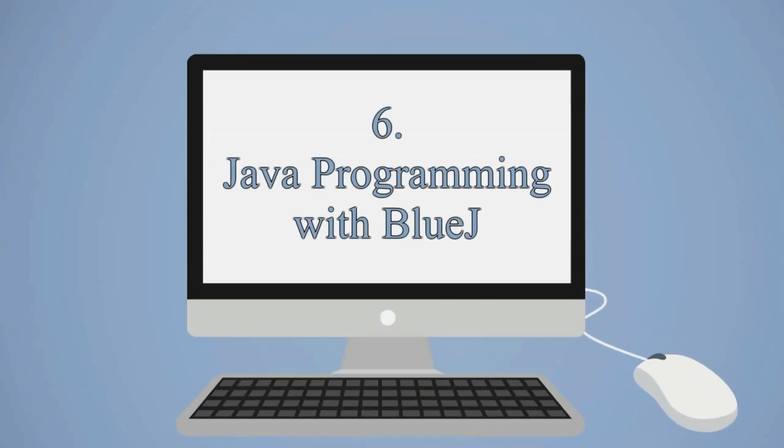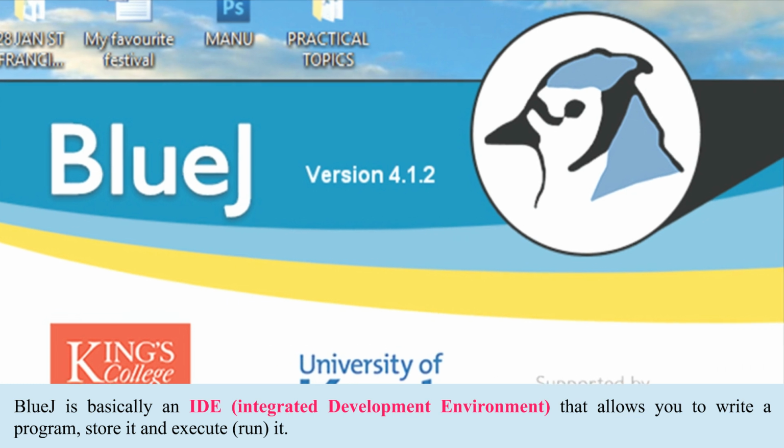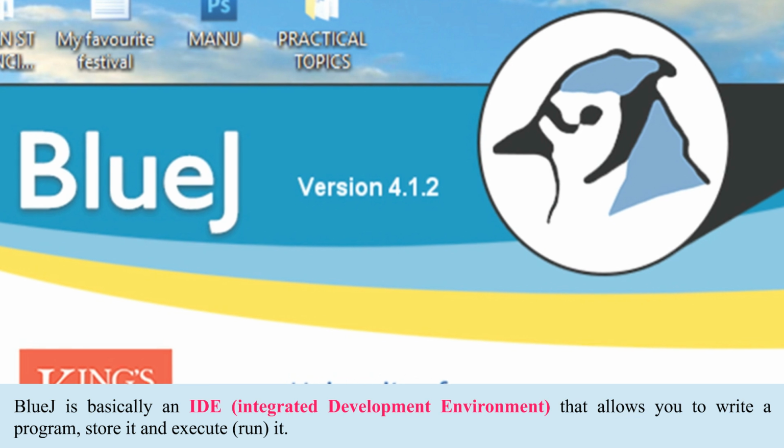Chapter 6. Java Programming with BlueJ. BlueJ is basically an IDE, an integrated development environment, that allows you to write a program, store it and run it.